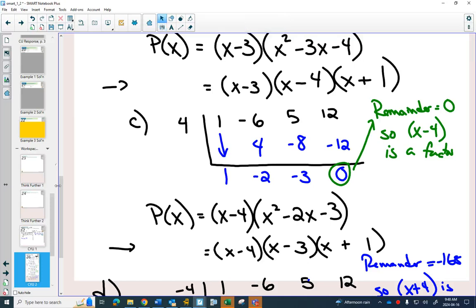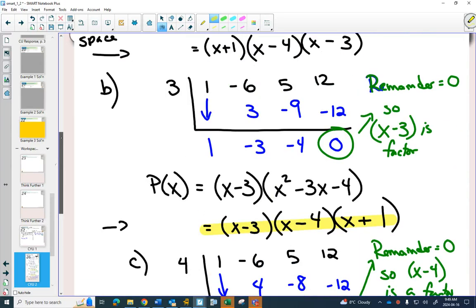And I want you to notice that in A, B, and C, when we factored it completely, put my highlighter on it. This is factored completely. This is factored completely. What do you notice? Are those the same? Just in a different order, right? Are they the same with the first one?